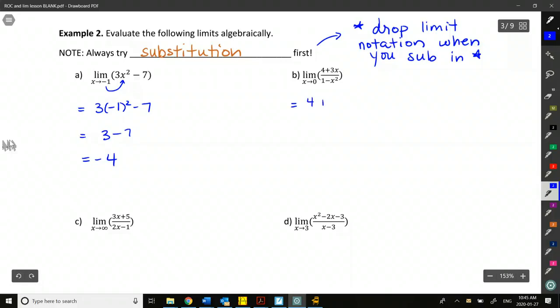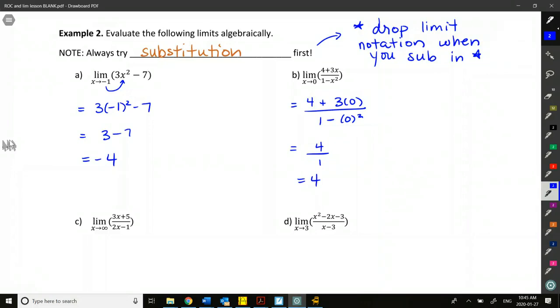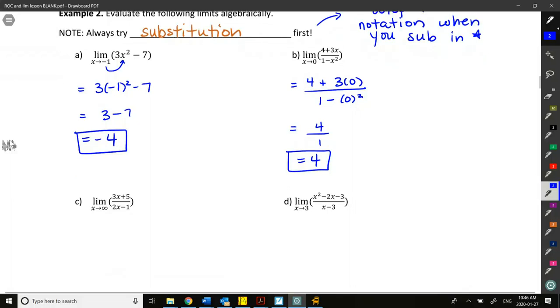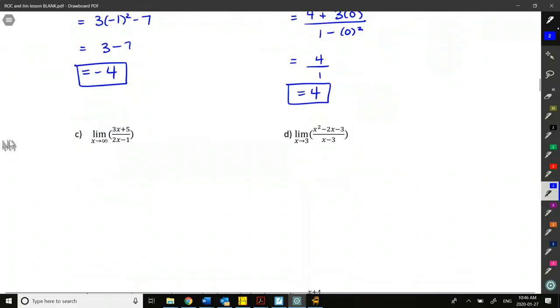We're going to try first to sub in 0 for our x's here, and see if we get something acceptable. I think we're getting 4 over 1, which just gives us 4. Is this okay? 4 is a normal number, we're good with that. Notice that I dropped the limit notation out front once I subbed in. So far substitution has worked well for us.